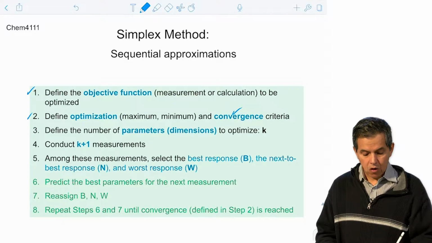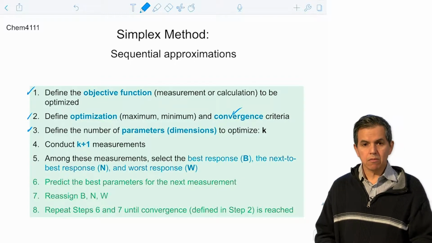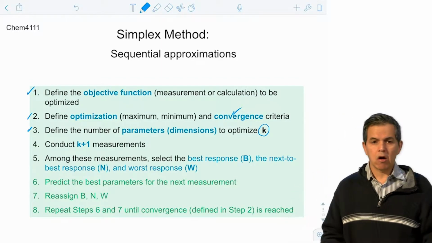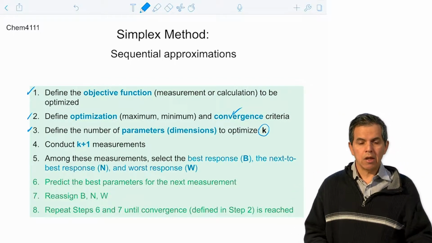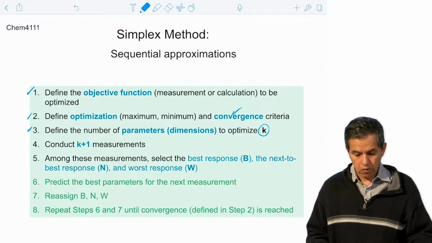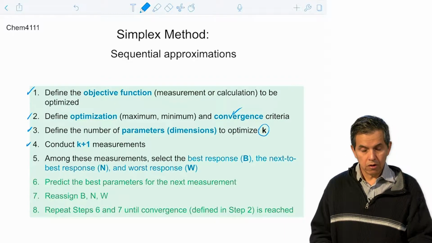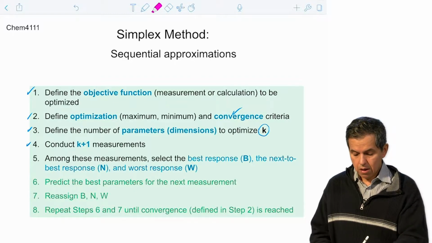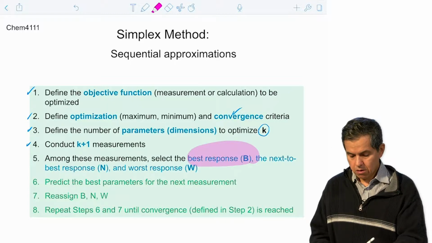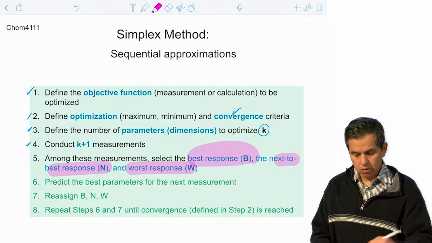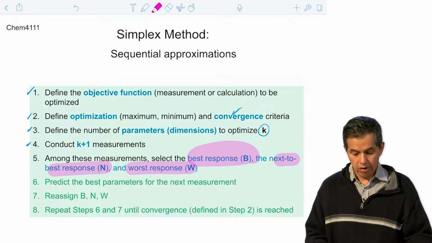We will need to define the number of parameters or dimensions to optimize, and we will call this K. For instance, if we have 2 reagents required to give a specific product, the amount of each reagent might be important to consider. Then we will conduct K+1 measurements. Once we have conducted these initial measurements, we will have to select among those measurements the best response, the next to best response, and the worst response of these 3 measurements based on the criteria that we described above.